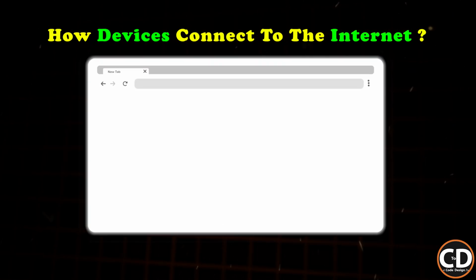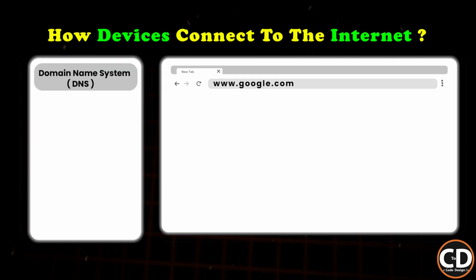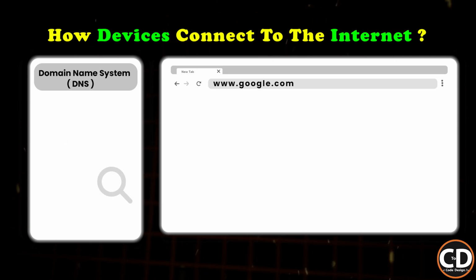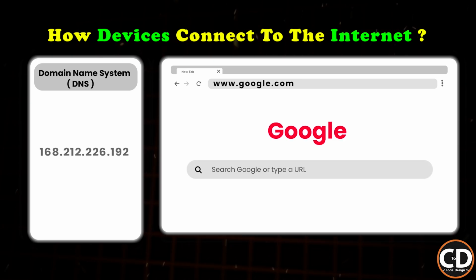So when you visit a website like google.com, you're not typing in Google's IP address. That would be too difficult to remember. Instead, you type in the domain name, like google.com, and the internet uses a special service called DNS, which stands for Domain Name System, to find the corresponding IP address. Think of DNS like the internet's phone book. When you enter a domain name, DNS translates it into the correct IP address, so your device knows where to send the request. For example, when you type in google.com, DNS looks up the IP address for Google's servers. Your computer uses that IP address to connect to Google's server and get the web page.